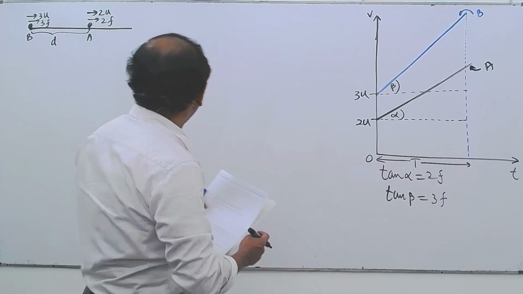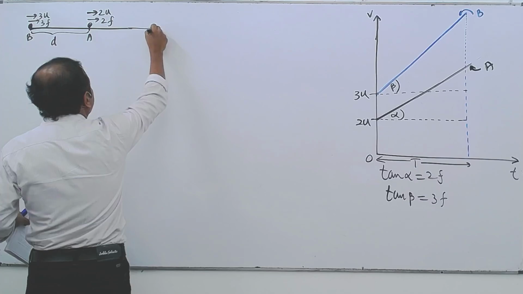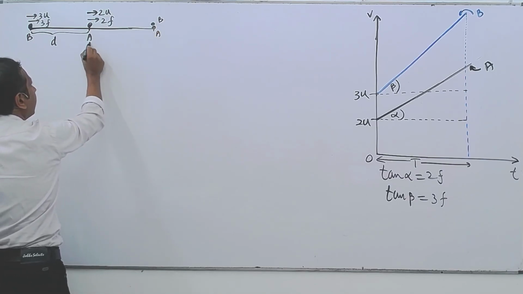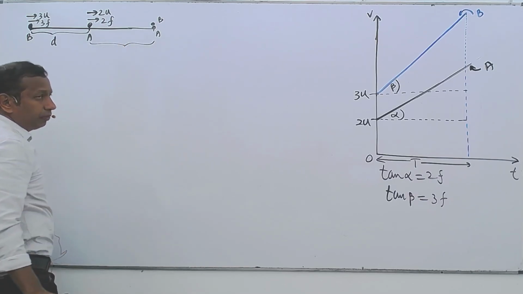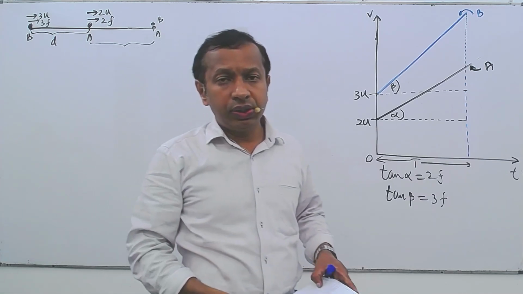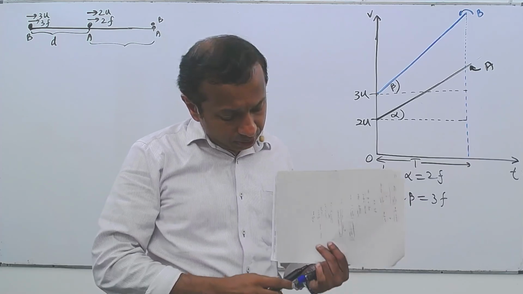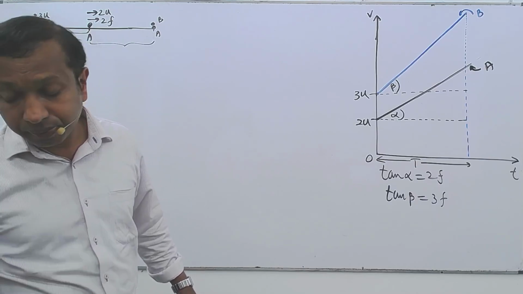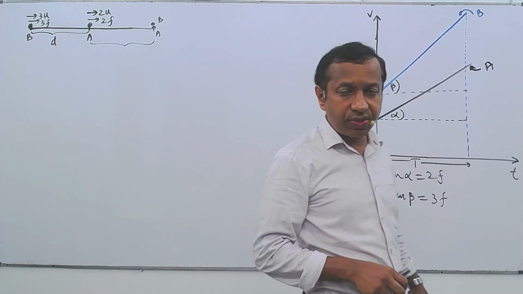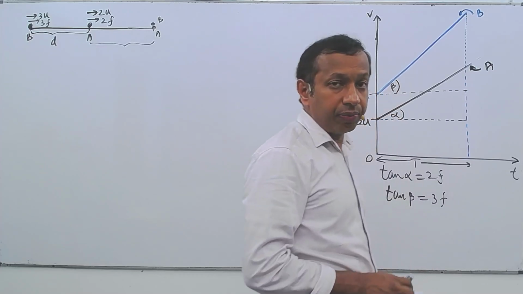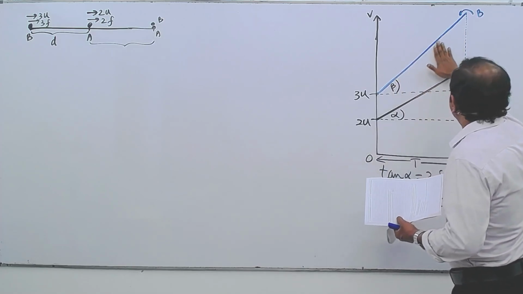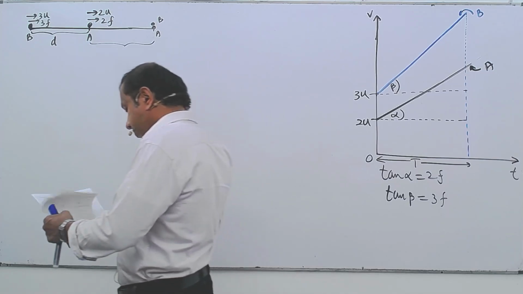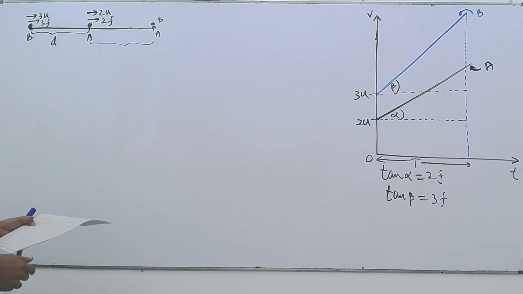If B overtakes A, then the distance traveled by A is given by this. B has moved a distance d more, that means the difference of the distances traveled, the distance traveled by B minus the distance traveled by A, should be equal to d. That means the corresponding area, this area, is d. Then we can take that area.